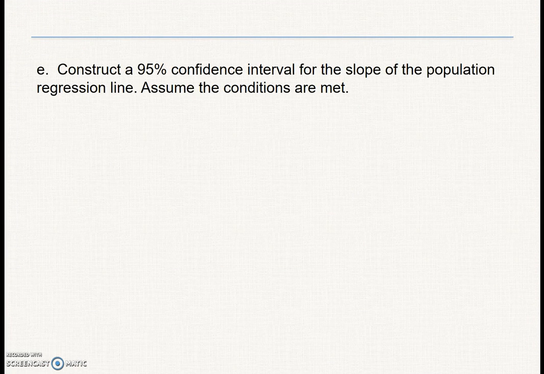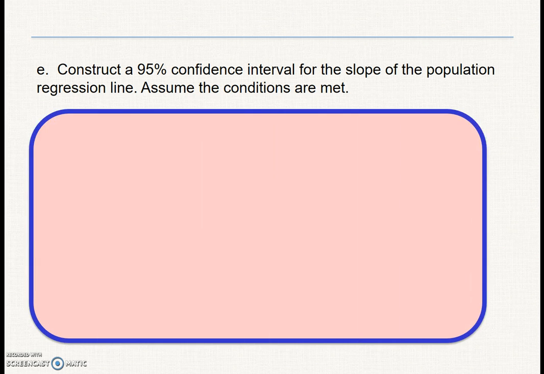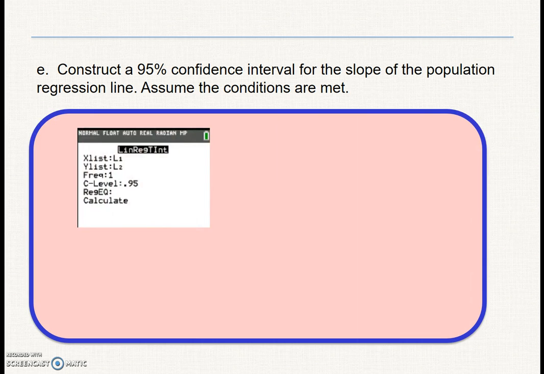Okay, so if we want to now construct a 95% confidence interval for the slope, here I'm going to go ahead and assume the conditions are met because we already checked them. We don't need to go through that whole process again. So we will now go into the linear regression t interval, again using list 1 and list 2. We're going to do 95% confidence here, and we will calculate.